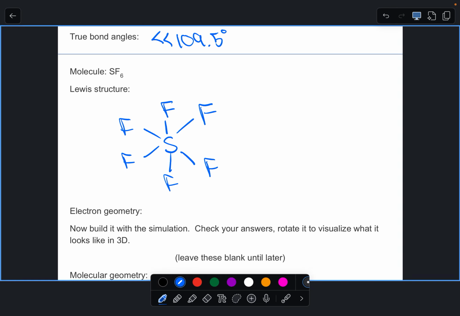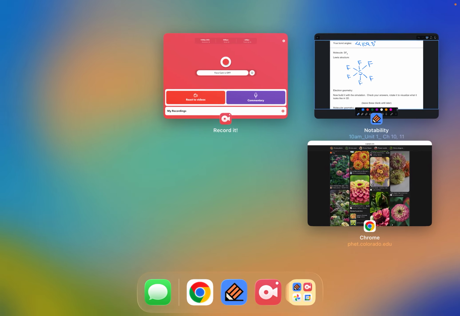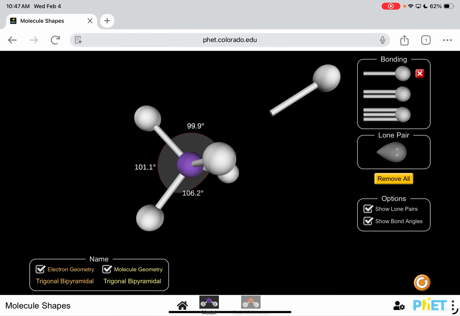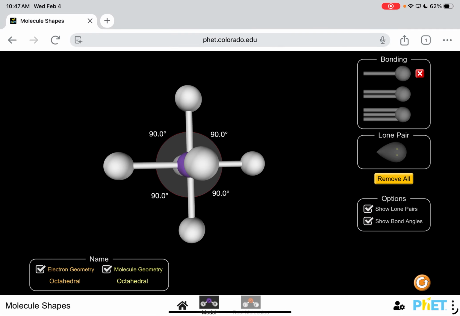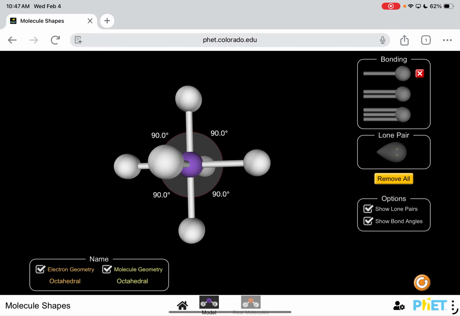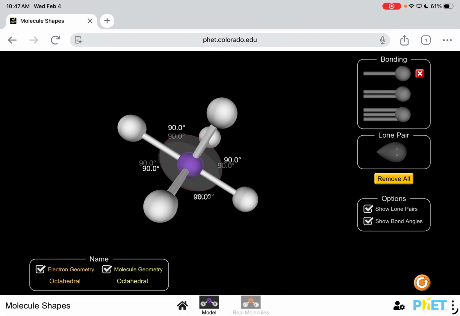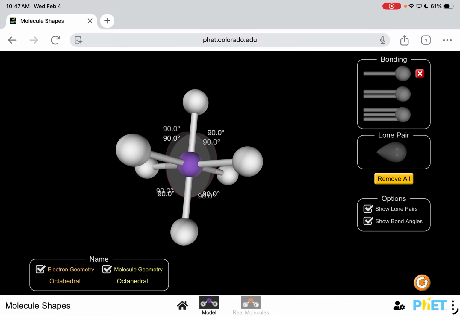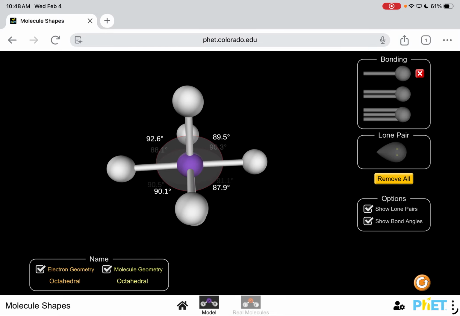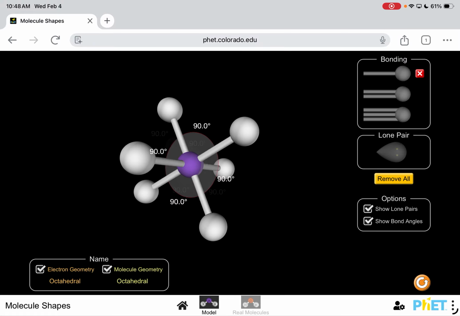So it's got 6 groups, and what it looks like is this. They're literally straight across from each other all the way around. So the angles are all 90 degrees. It's like you've got 4 things in a plane instead of 3 now, and then the up and down ones. So they're all equivalent to each other. They're all equally spaced around there.